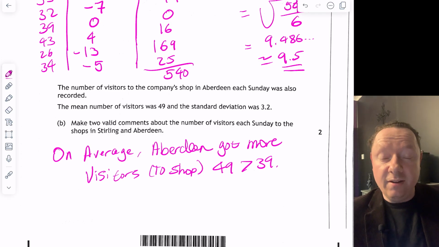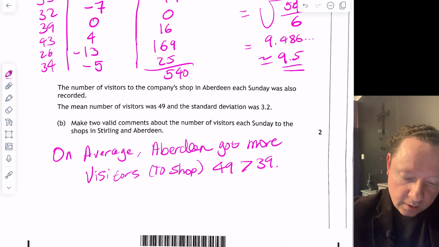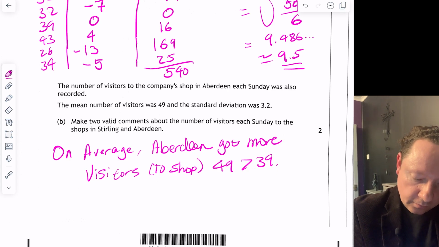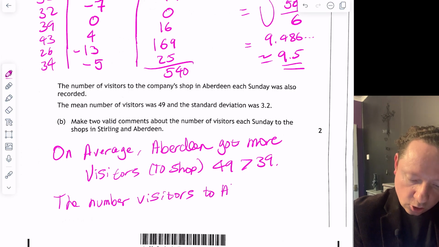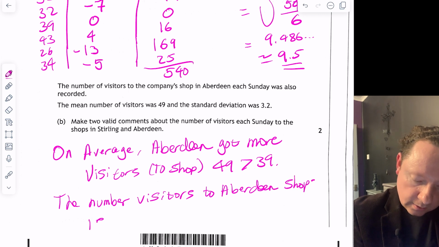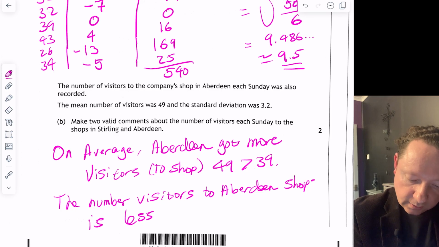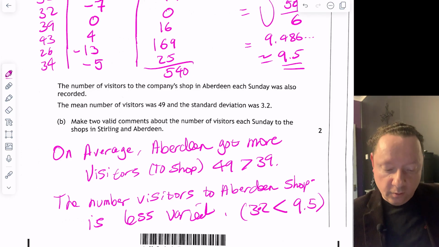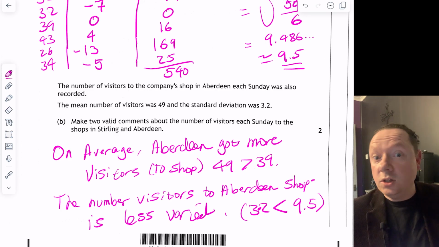Now the second one's about variability or consistency. I use variability. Their standard deviation is 3.2, mine's 9.5. So the number of visitors to Aberdeen shop is less varied or more consistent, and that's because 3.2 is less than 9.5. Or you could say the 9.5 place Stirling is more varied, or Stirling is less consistent.